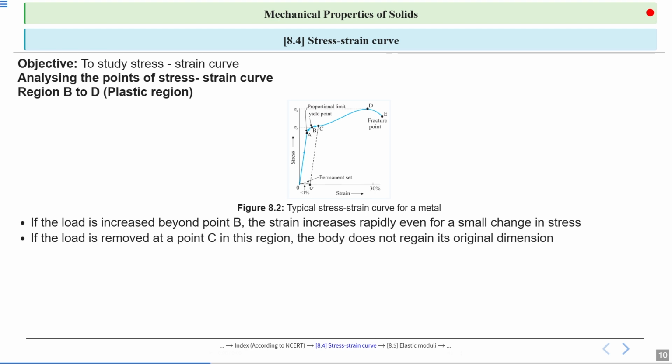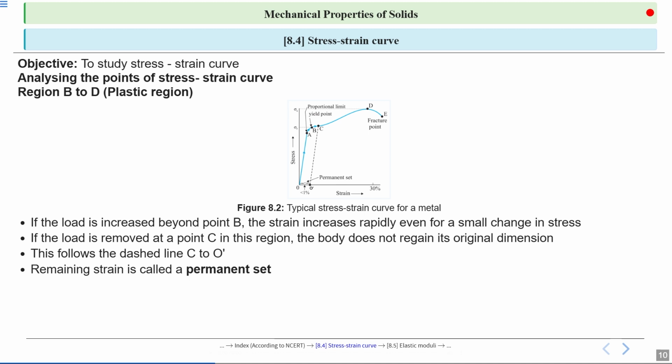If we remove the load at point C, which is still in the plastic region, the material does not go back to its original length. The path the material follows when the load is removed from point C is shown by the dashed line from C to O prime. This line shows that the material does not return to its starting point, which means some permanent change has happened.